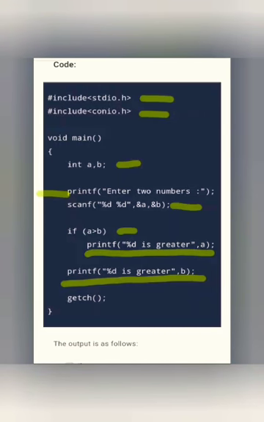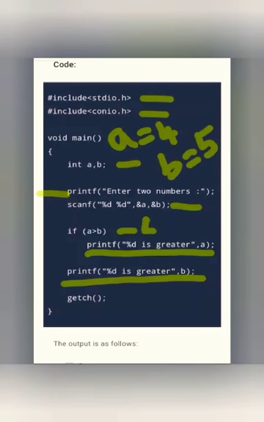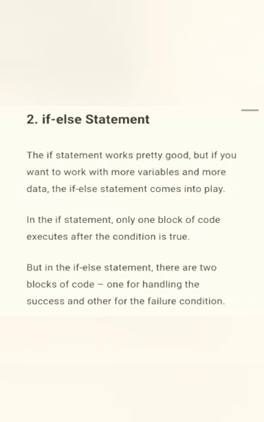Now I am giving a value for A equal to 4 and B equal to 5. Okay, here the condition checks whether 4 is greater than 5. This condition is false, so only the second statement will be printed. The statement A is greater will not be printed. B is greater will be printed. What is the value of B? 5. 5 is greater will be printed. Okay, is it clear?